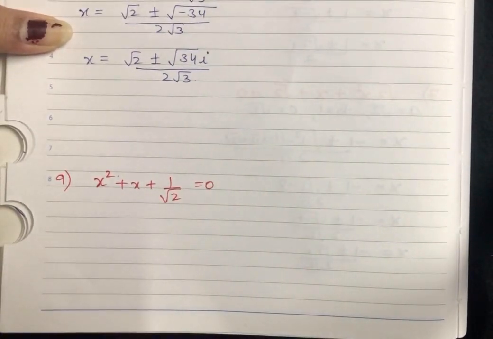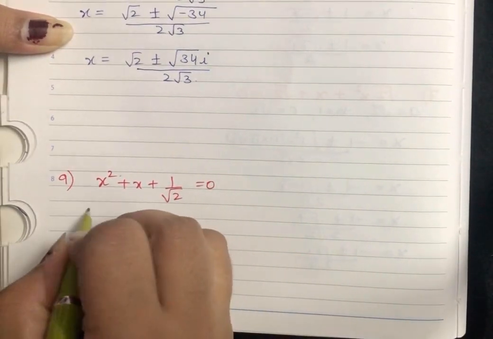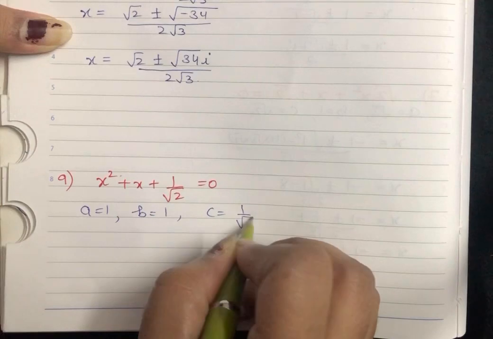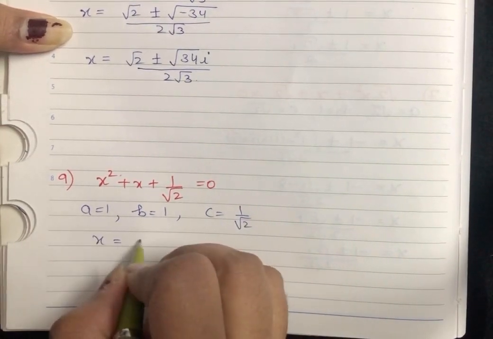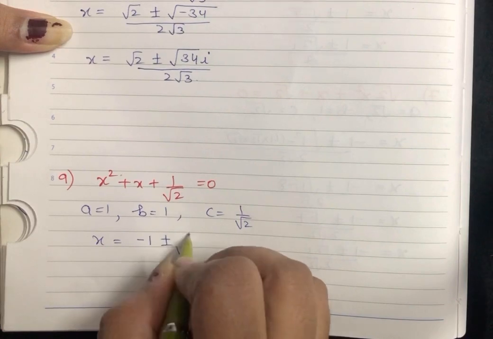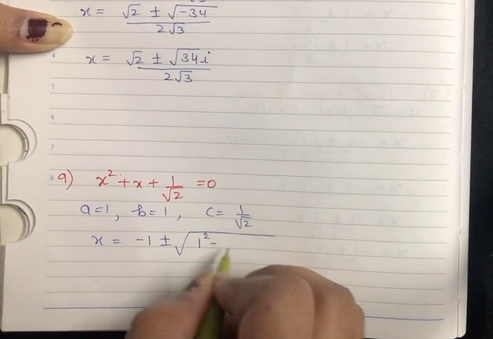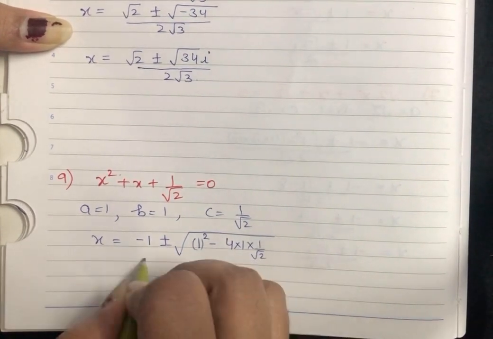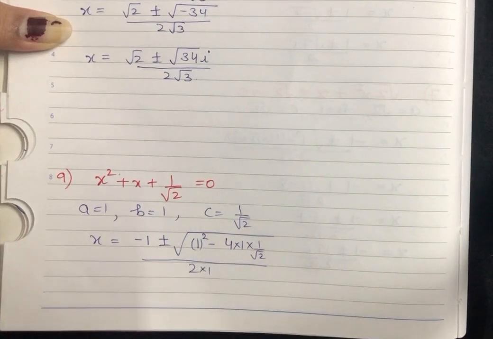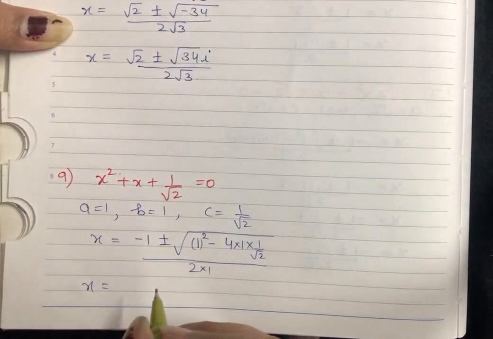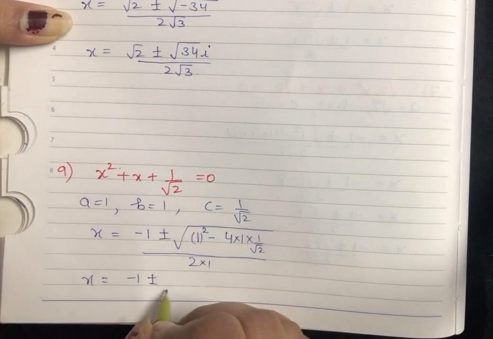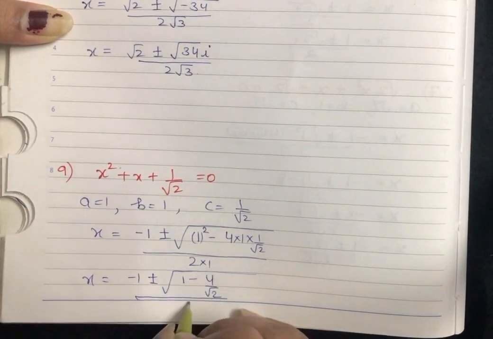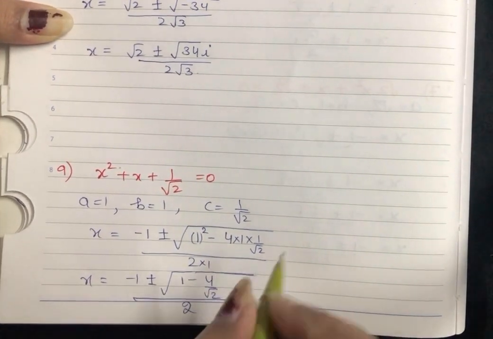Here the equation is x square plus x plus 1 by root 2 equal to 0. a is equal to 1, b is equal to 1 and c is equal to 1 by root 2. So x will be given by minus 1 plus minus under root b square minus 4ac upon 2a. That can be written as x equal to minus 1 plus minus under root 1 minus 4 by root 2 upon 2. So we have to simplify it.